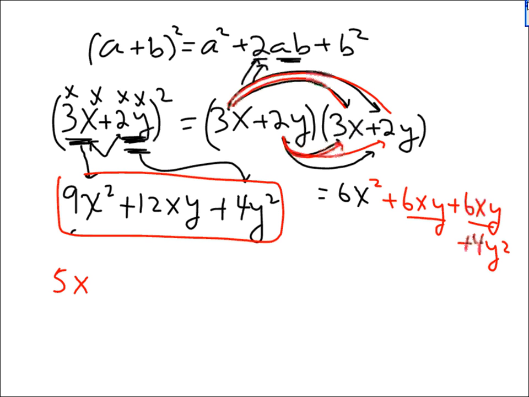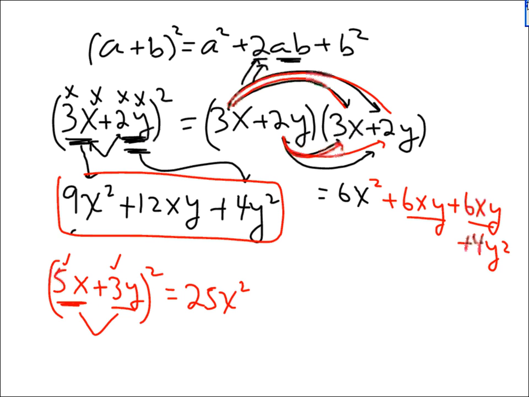Somebody asked me what 5x plus 3y squared is. Well, you square this. 5 squared, x squared. Then you multiply these. 5 times 3 is 15. You have to double it. 30. 15 times 2 is 30. Times x times y. Plus 30xy. Plus, you have to square the 3y. That's what you get when you square 3. That's what you get when you square y.